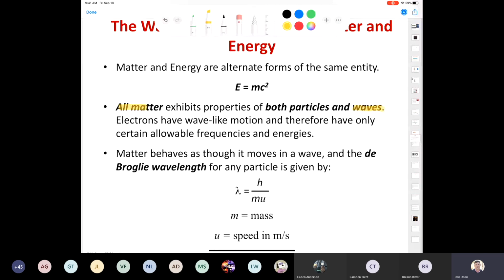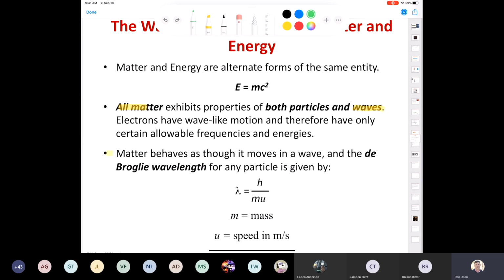Okay. Well, this is something that was postulated by de Broglie. He says here that matter behaves as though it moves in a wave, and we call that the de Broglie wavelength. For any particle, we can calculate the de Broglie wavelength. The de Broglie wavelength is equal to Planck's constant, h, divided by its mass multiplied by its speed.